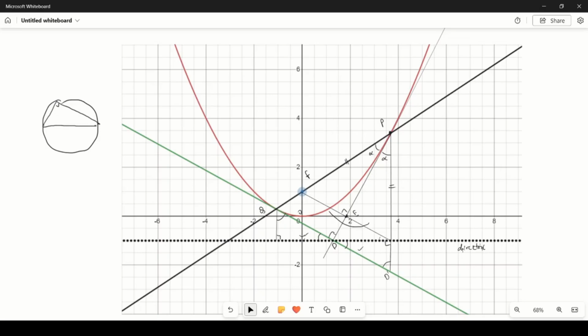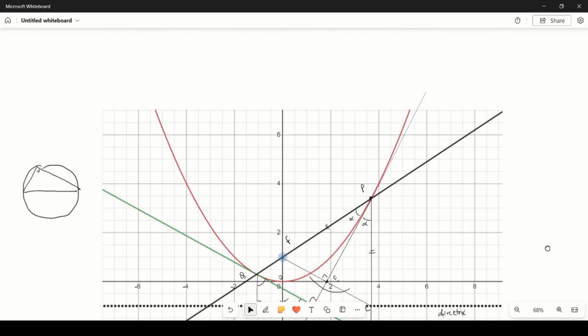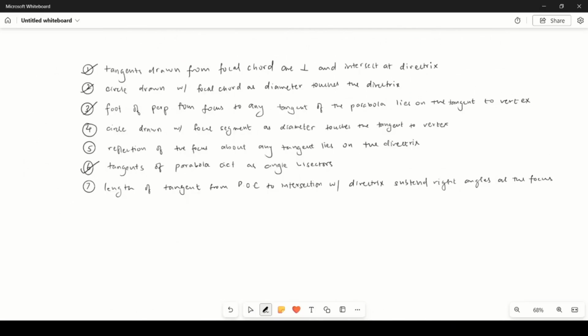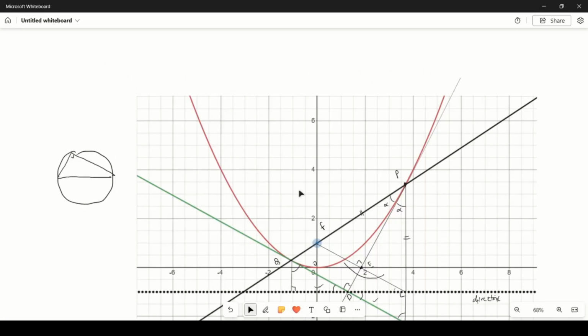And then with that, we've proven property 2, property 3, and also you can take the same focal segment. Okay, so if you use the focal chord as the diameter, you're going to make a circle, and the circle is going to be tangent to the directrix, and that is true because this is where the circumference is going to lie. The same thing is with the focal segment.